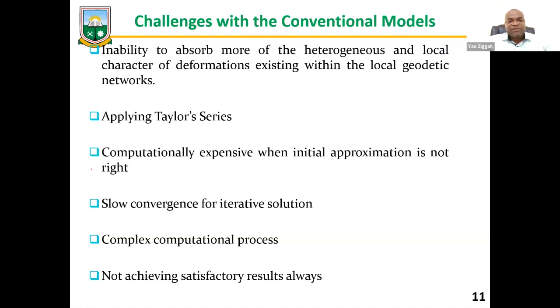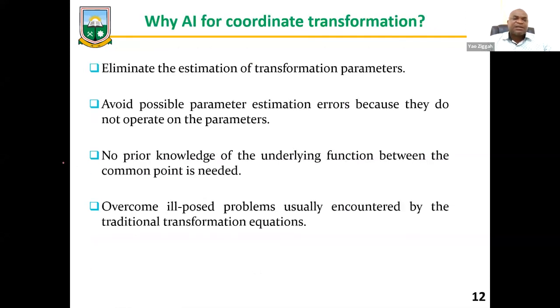Is the distortion coming from the local geodetic network? Is it a 1D, 2D, or 3D network that you are considering? So it's one of the key indicators that we consider in order to be able to select the appropriate transformation model to use. Now, why do we need to use the AI?